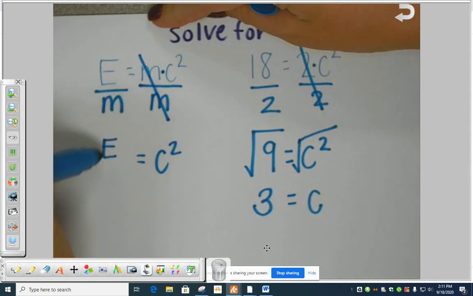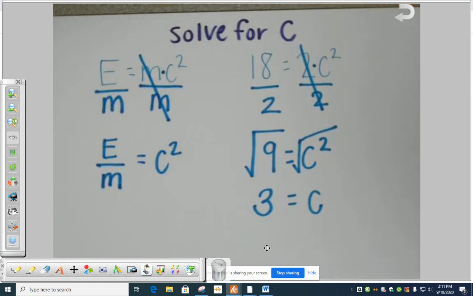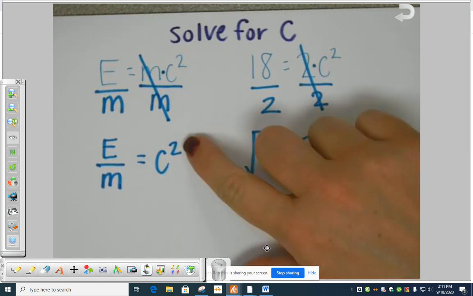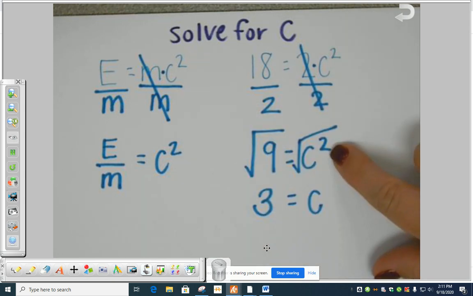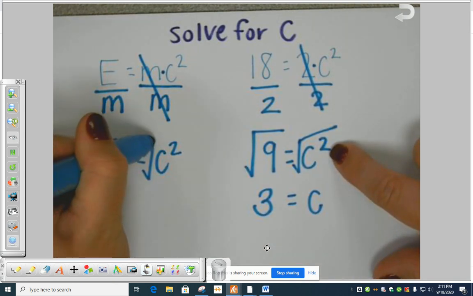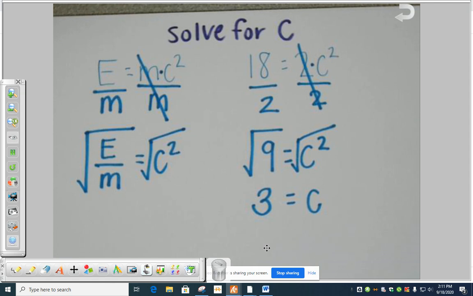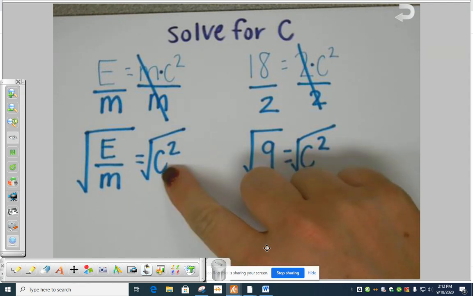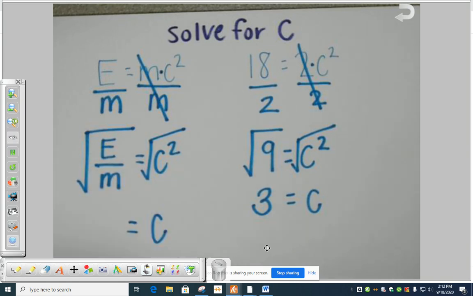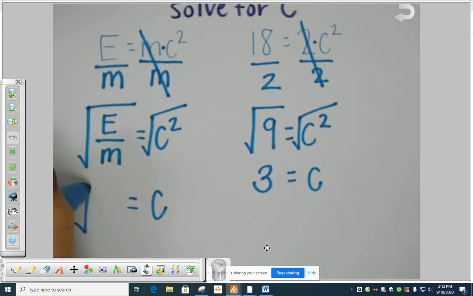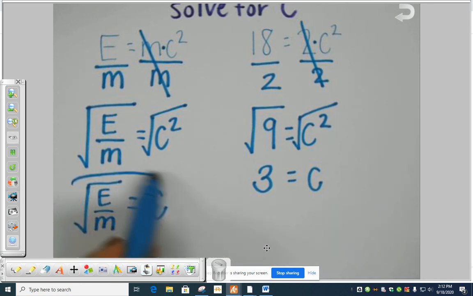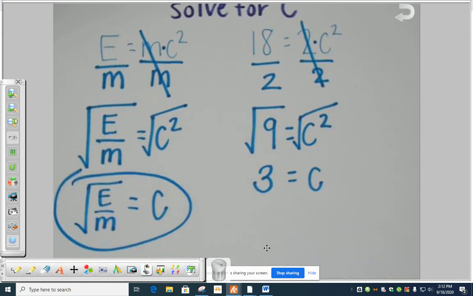And here, I can't simplify e over m. It's just going to stay as e over m because I don't know what e is, I don't know what m is, and they're not like terms. So now, same thing over here. To undo the exponent, to undo the square, we took the square root of it. Notice over here, I'm taking the square root of the entire thing, e over m. The square root of C squared is just going to give me C. And then the square root of e over m, again, I can't simplify that, so it's just going to stay the square root of e over m. That's my answer.